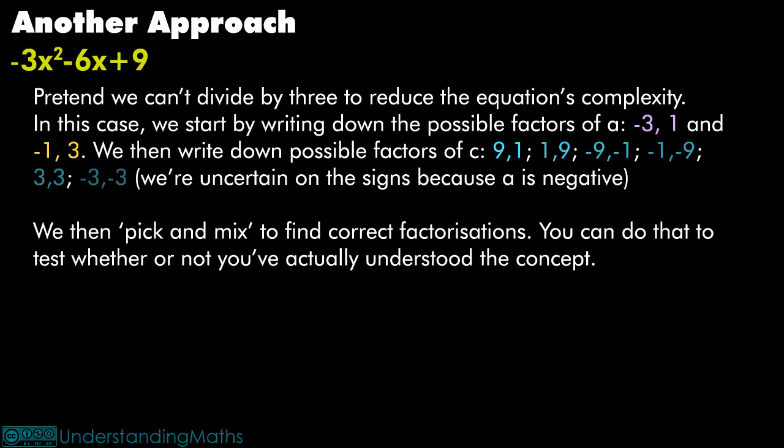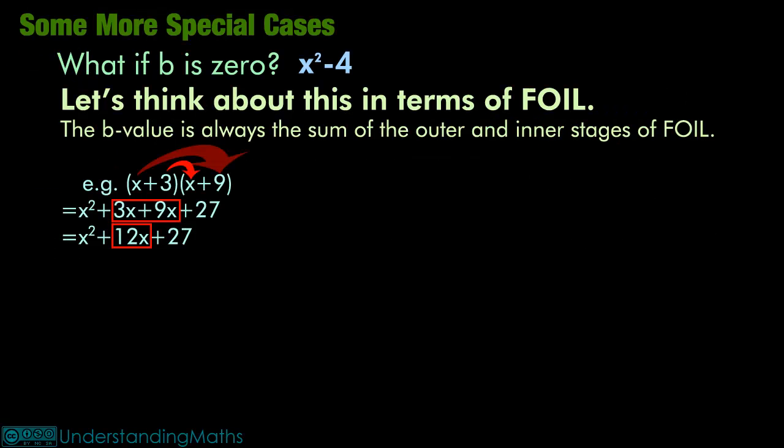But what if we couldn't divide by 3 in the start to reduce the equation's complexity? In this case, we now have several variables to work with and we need to take a trial and error approach. We write down the possible factors of a and c, and then test them out to find a working combination. This is a good test of whether or not you've understood how to factorize. Just a hint, there is more than one set of factors which produces this quadratic. Now let's take a look at some more cases.